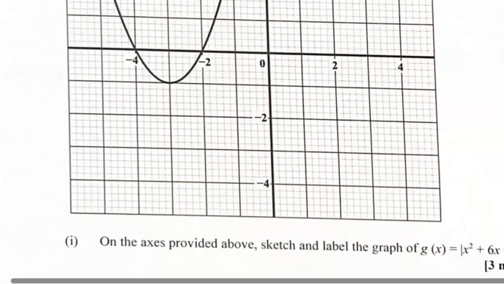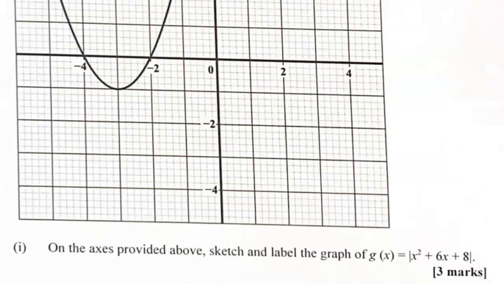What are we asked to do now? The question asks us to sketch and label the graph of g of x, which is the absolute value of x squared plus 6x plus 8. Remember, f of x was x squared plus 6x plus 8. And notice what g of x is: it's just the absolute value of x squared plus 6x plus 8. So the y values must always be positive.